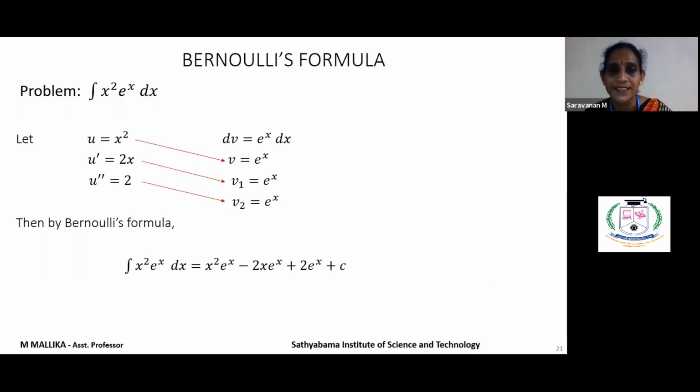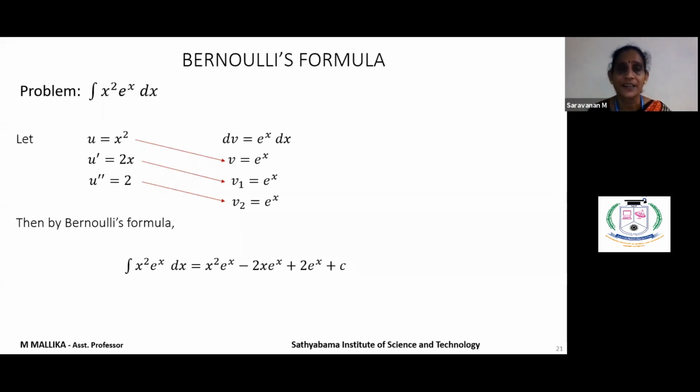So on the right hand side, since the function is only e power x, however many times I integrate, I'll be getting the same answer. So what is the formula? Integral of u dv is actually u into v. What is u into v? x square e power x minus u dash into v1 is 2 into x e power x plus u double dash v2 is 2 e power x plus c.